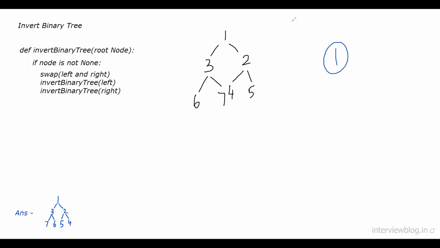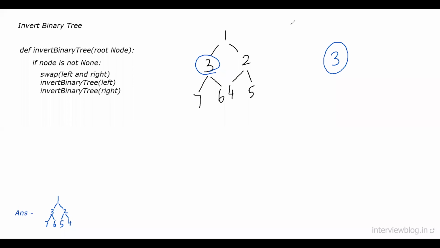So I'll be calling the invert binary tree function on the left node. So now I will check if this node is none or not. Since this node has a value 3 and it is not none, I'll be swapping the nodes that are pointed by the left and right pointer of the node 3. So my 7 would come here and my 6 would go to the right side. So we have done this swapping.